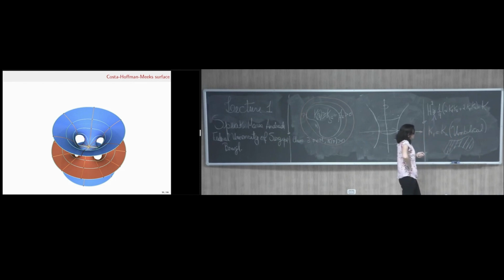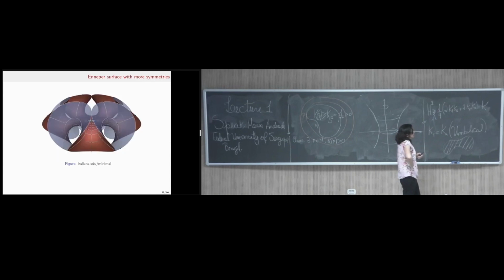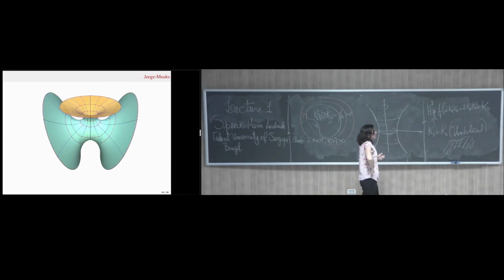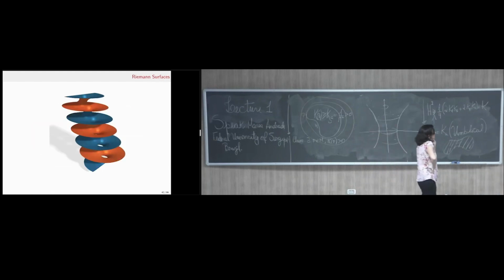Okay, now I show you another minimal surface, but this surface is not embedded. These are Enneper surfaces, and then another Enneper surface with more symmetries, and another Enneper surface. Then these are Scherk surfaces, and this is another Scherk surface, very beautiful, and these are Riemann surfaces.